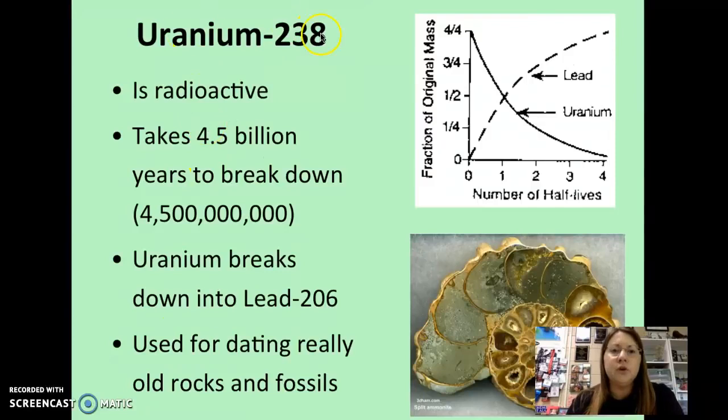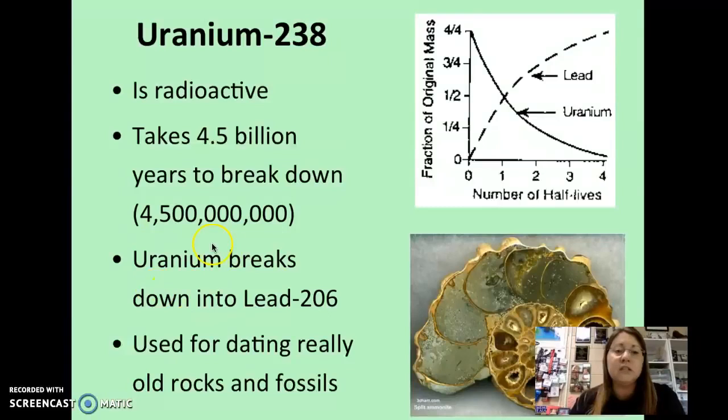So uranium-238 is another example. This one is used a lot of times in determining the absolute age of rock layers that are going to have really old fossils in them, so really old rock layers. The uranium-238 is radioactive. It has a super long half-life. It takes about 4.5 billion years for it to break down. Now that's almost as old as the Earth. The Earth's about 4.6 billion years old. So it takes a really long time for its half-life.